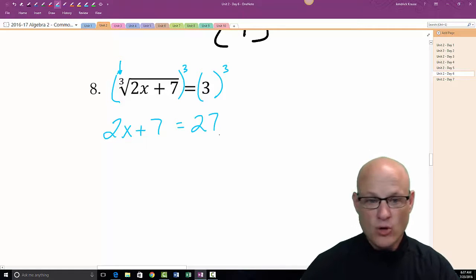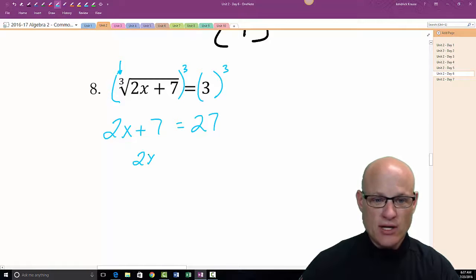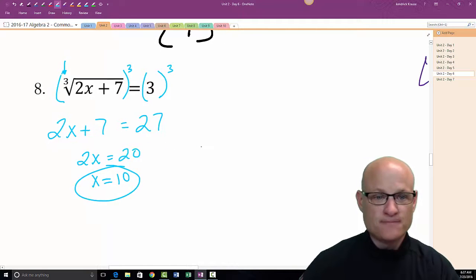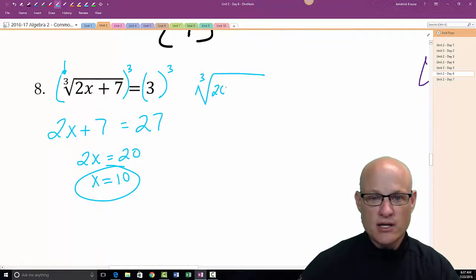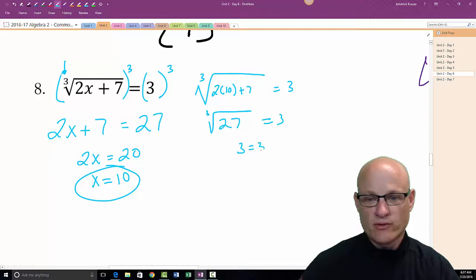Subtract 7, I get 2x equals 20, or x equals 10. Check your answer. The cube root of 2 times 10 plus 7 equals 3. So this is the cube root of 27 equals 3. And yes, the cube root of 27 is 3.